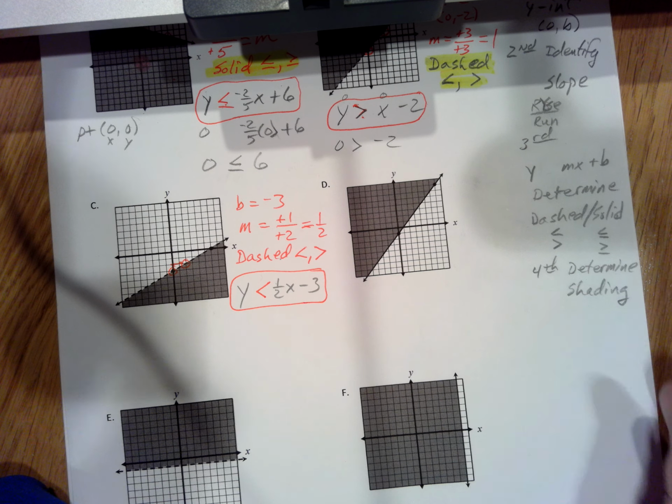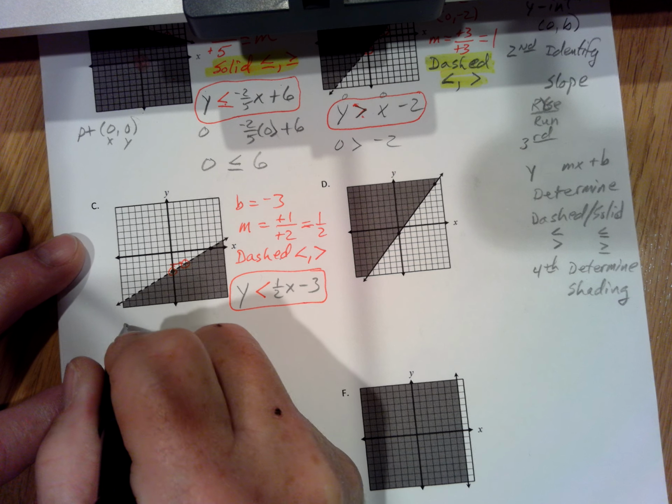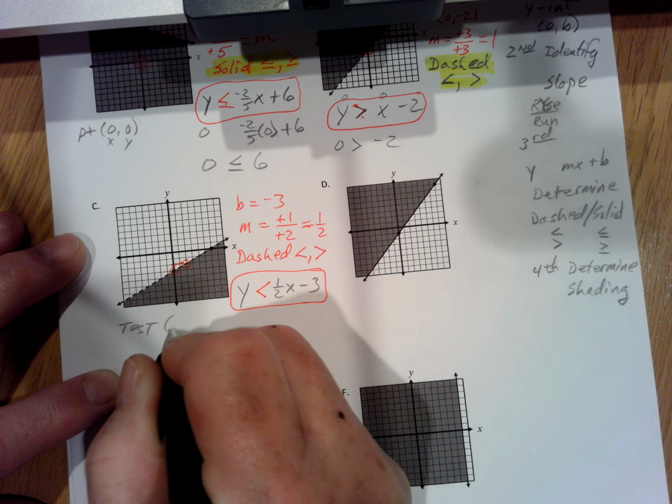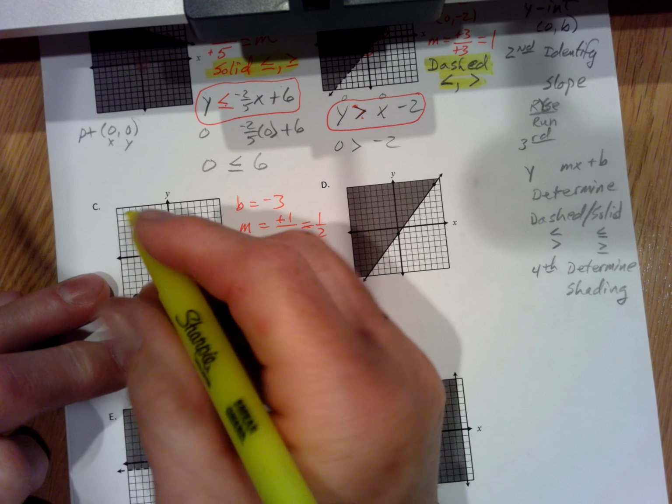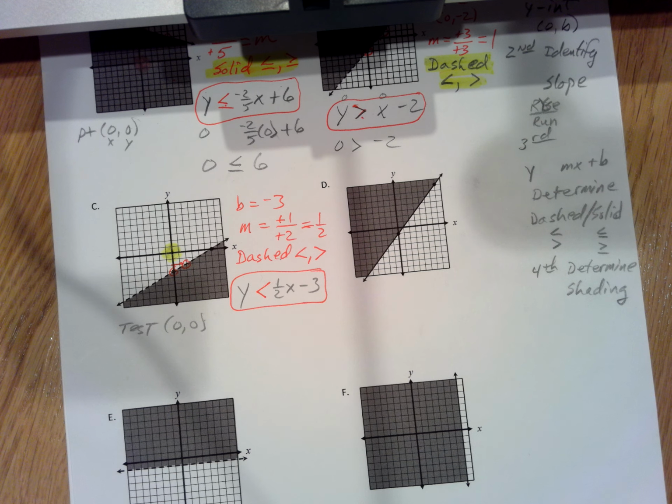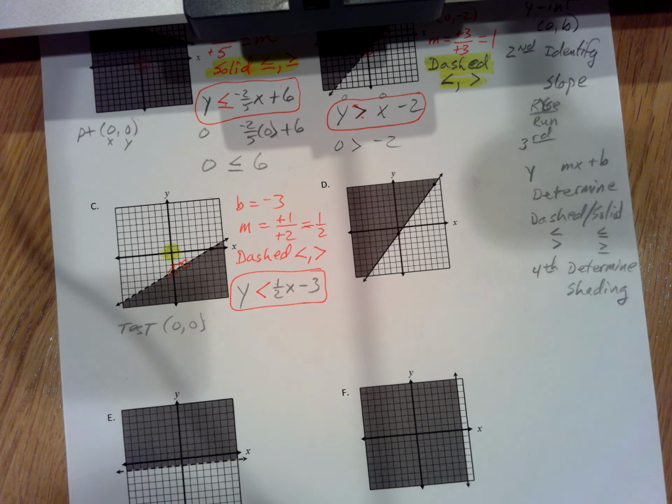Test. I'm going to use 0, 0 again. I like using 0, 0. And if you haven't figured out why yet, then pay attention. If I plug in a 0 for y, I get 0.